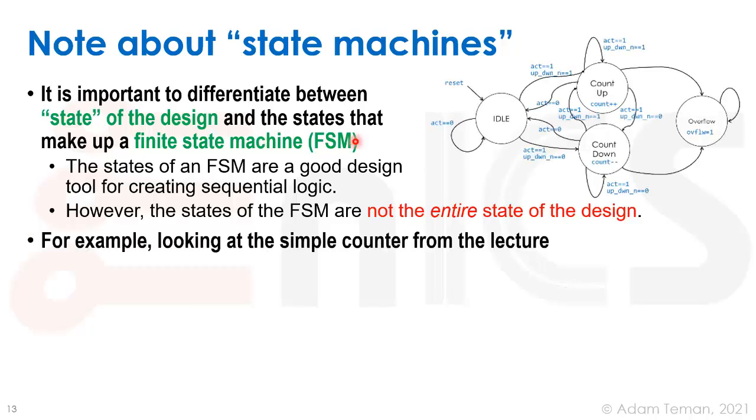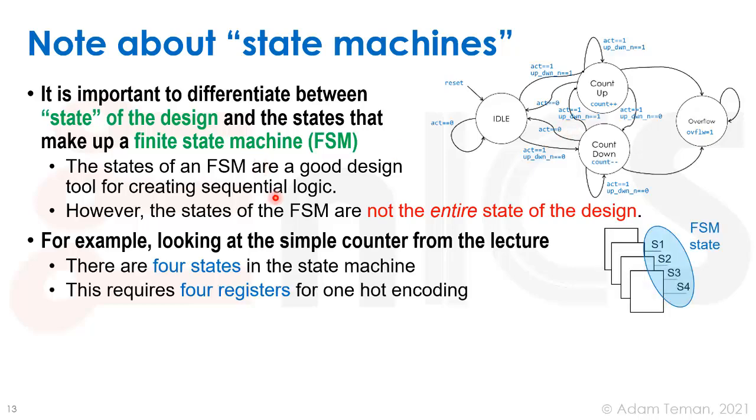So if we take our simple counter from the lecture, we had 4 states over here: idle, count up, count down, and overflow. For the 4 states that we had in our design, we need 4 registers if we use one-hot encoding. So our FSM state just needs 4 registers to give us this S1, S2, S3, and S4, which are the inputs to our case statement, which decides on our next state logic.